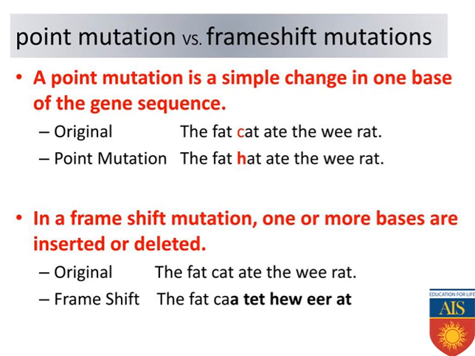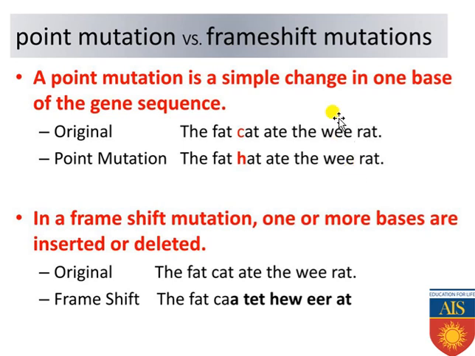As an example, suppose an original DNA strand reads: the fat cat ate the wee rat. Now if the C is replaced by the H, the sentence becomes: the fat hat ate the wee rat. The previous sentence was meaningful, but when the C has been replaced by the H, it becomes meaningless. The same thing happens in the case of protein. When the gene contains proper nucleotide bases, they are responsible for producing the functional protein. And when a point mutation has occurred, the structural configuration of the protein changes, and for that reason it will affect the function of the protein also.